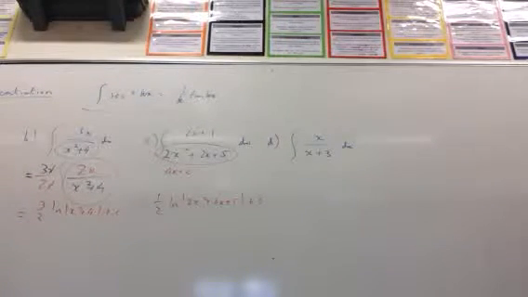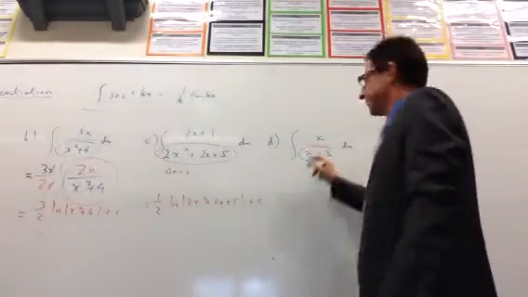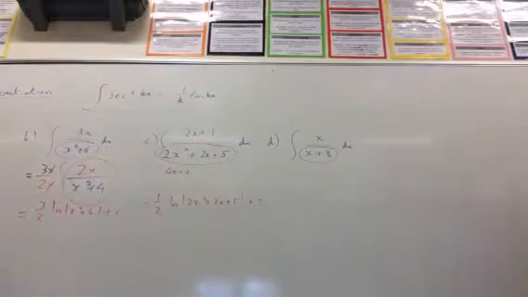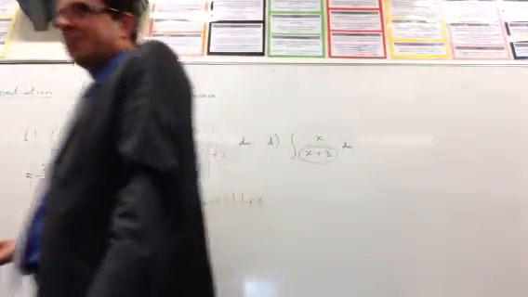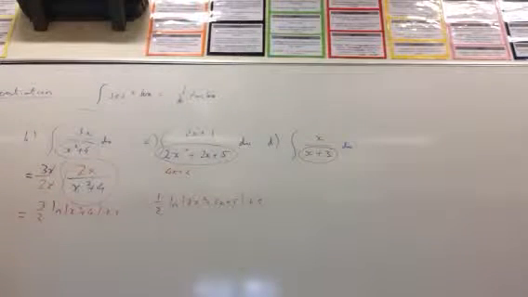I see a fraction. I look at the denominator. The derivative of x plus 3 is 1. I want 1, you're giving me x. What do I do? Times by x.